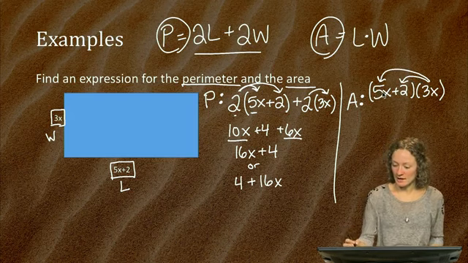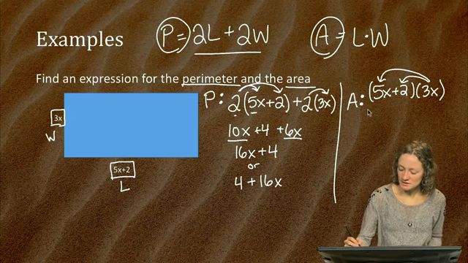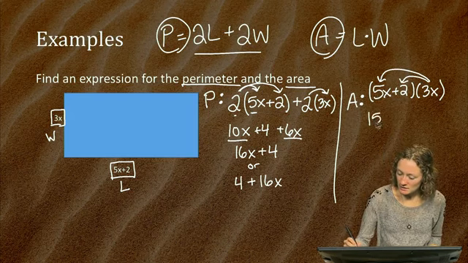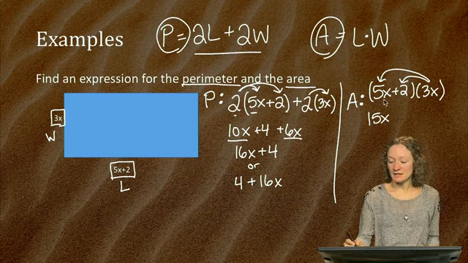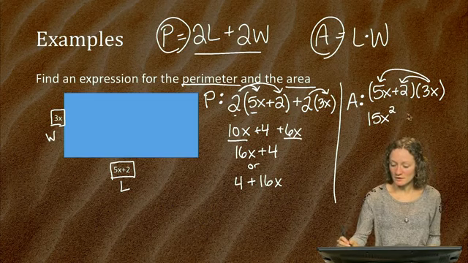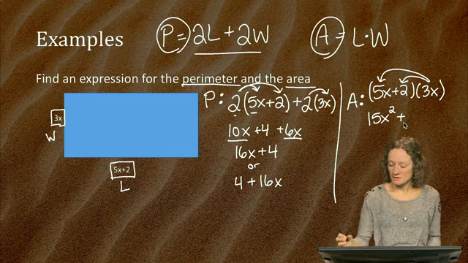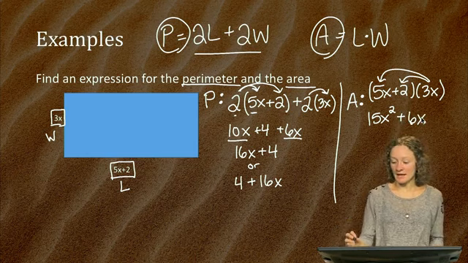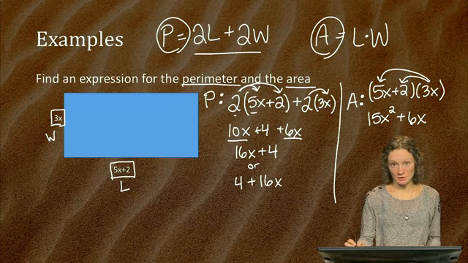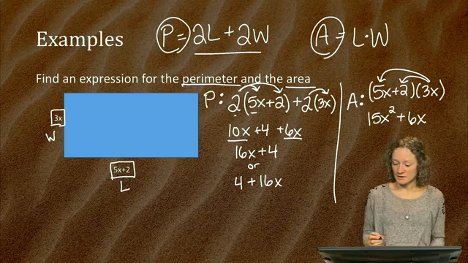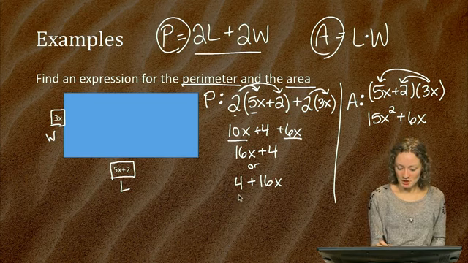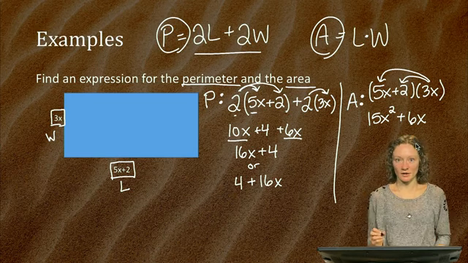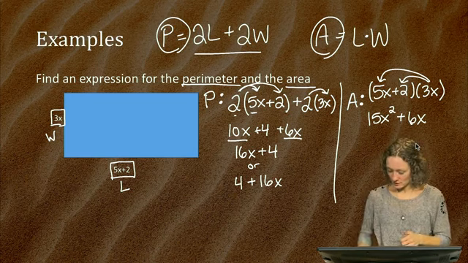3x is still multiplying everything inside this parentheses, which gives us 15, and x times x is x squared, plus 2 times 3x, 6x. And again, if you reversed these two terms, that would also be completely fine. So that gives us an expression for perimeter and area. Okay, good first example.